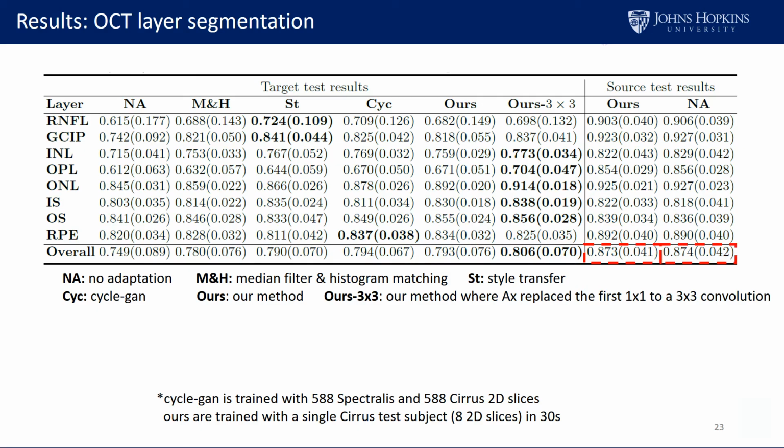We also show results on test data from the source domain. Without adaptation should have higher accuracy since the test data is from the source domain. If we apply our adaptation method to the source test data, the results are comparable with no adaptation.